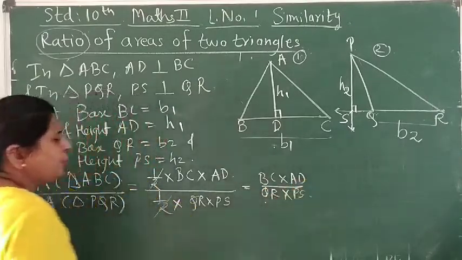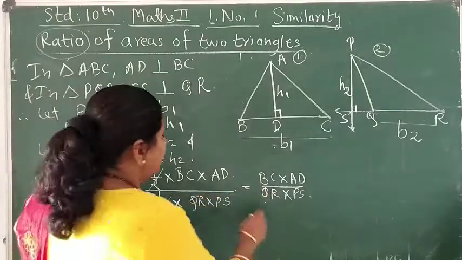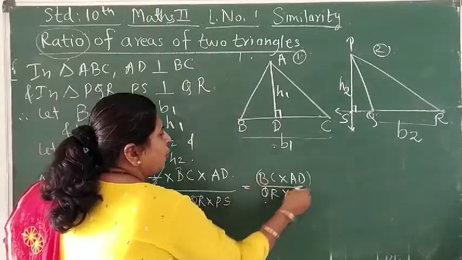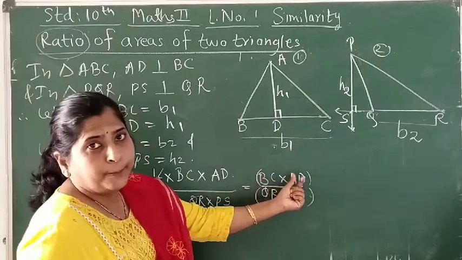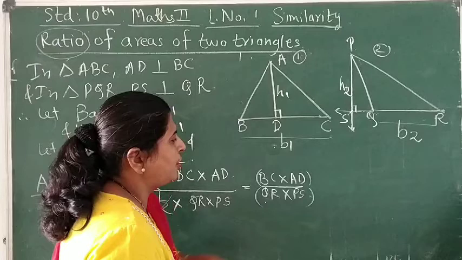So what do you get? The ratio of areas of these two triangles is equal to, this is also a ratio. What is this ratio? This is the ratio of the product of base into its corresponding height. Here also, base into corresponding height.